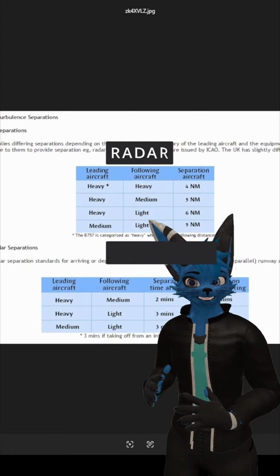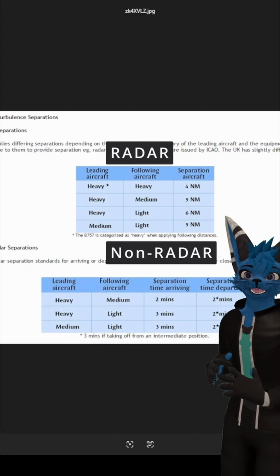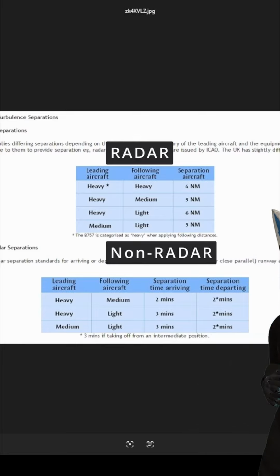And right behind me is a chart that shows how much time is needed depending on the plane that's in front of you and the type of plane that you are flying. So I'll step out of the way. You can pause to read right here and use this for future reference.